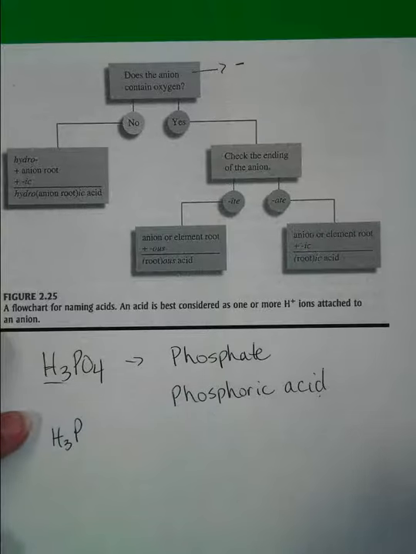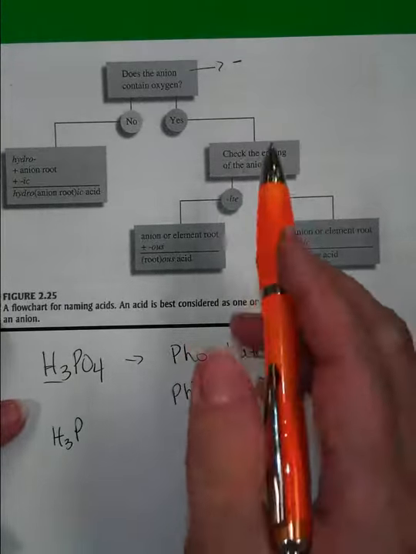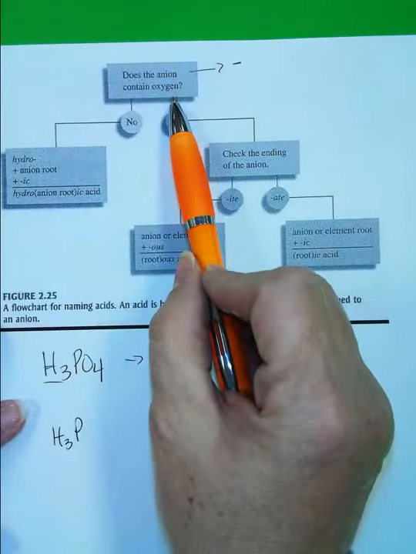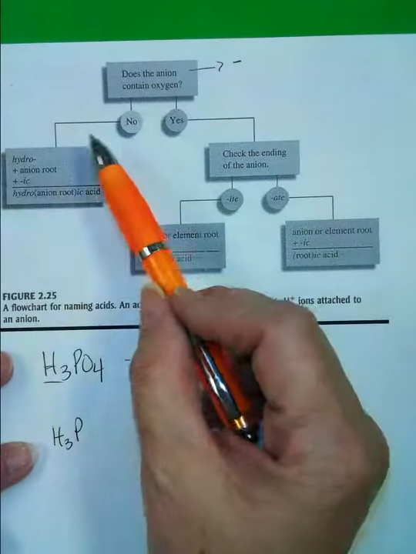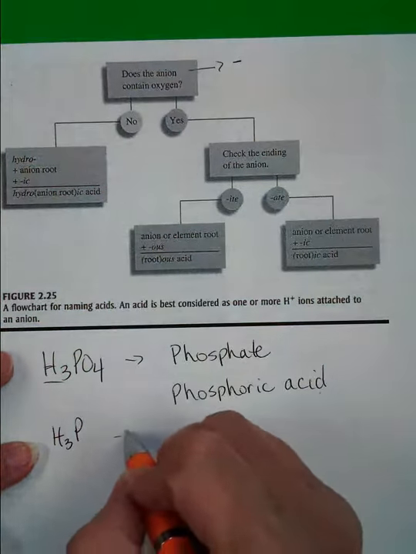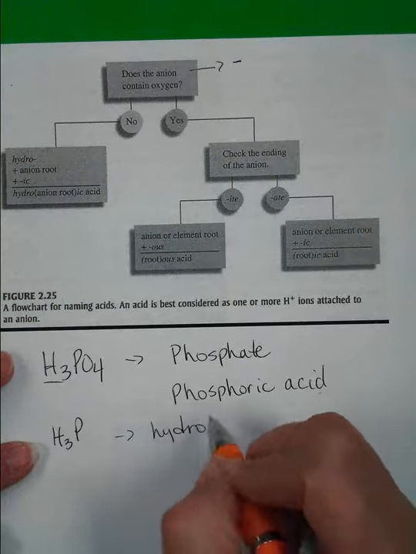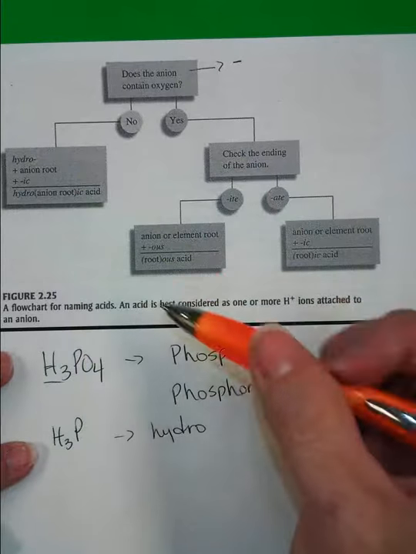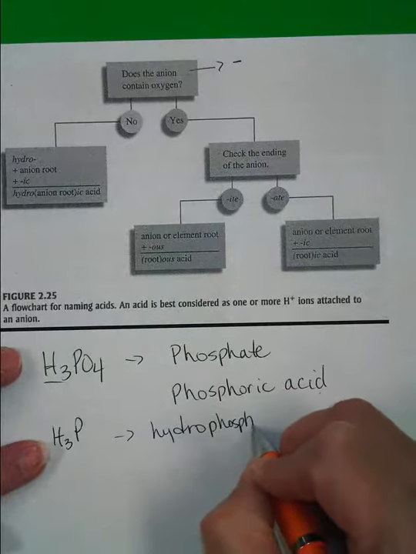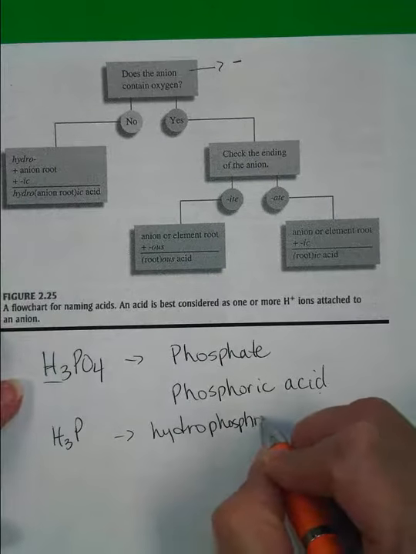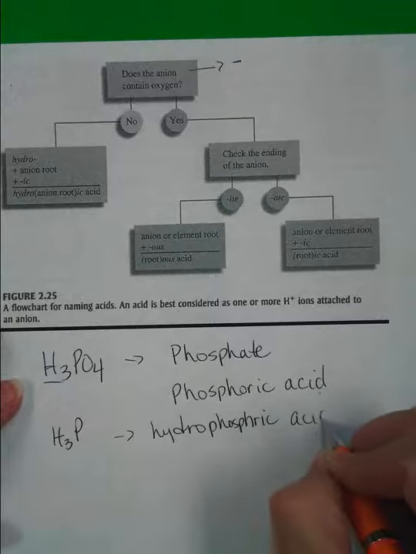If we have H3P and we want to name it, we come up here and we say, does it have oxygen? And the answer is no, there's no oxygen in it here. So no. So I'm going to do hydro, and I'm going to take the anion root, which is phosphorus, and change it to phosphoric acid.